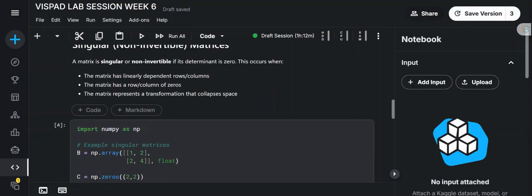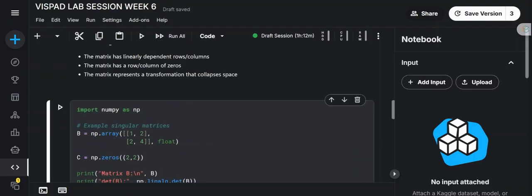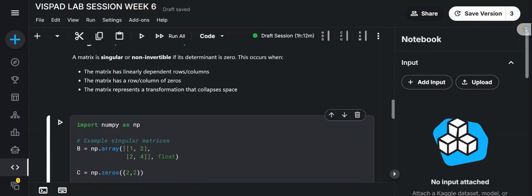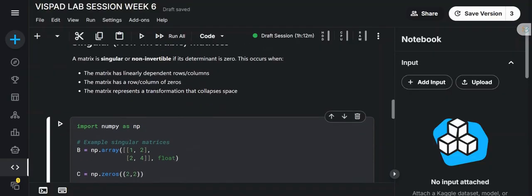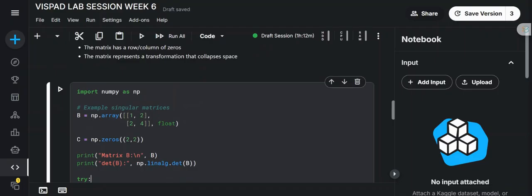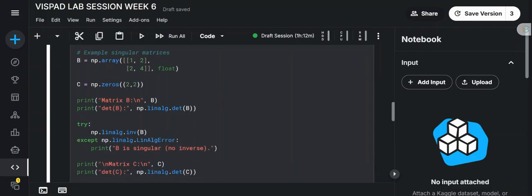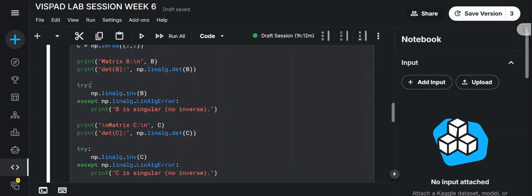All right. So now let's see a sample singular matrix, and how we can confirm the relationship between the determinant of a matrix and its inverse. So we have some matrix B, and then we have another matrix C, which is a zero matrix. That's why we use the zeros method, np dot zeros, and it's a 2 by 2 zero matrix.